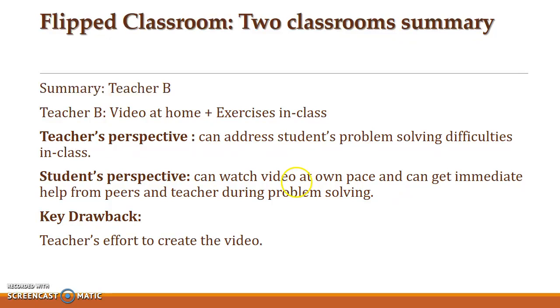The advantage for the students is that they can watch the lecture video at their own pace. So if they did not understand something, they can go back, have another look at the video, and try to understand what exactly the concept is. The second thing is that when they are in class, they can get immediate help from peers and also from the teacher during the problem-solving process. So this is the advantage from the students' perspective, and this is the advantage of model B. But what is the key drawback?